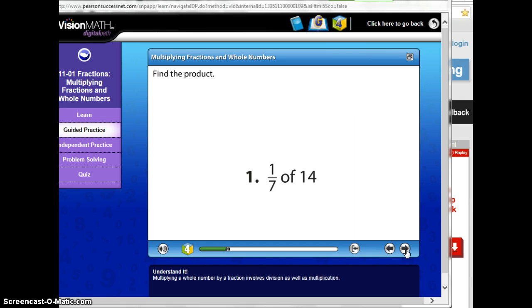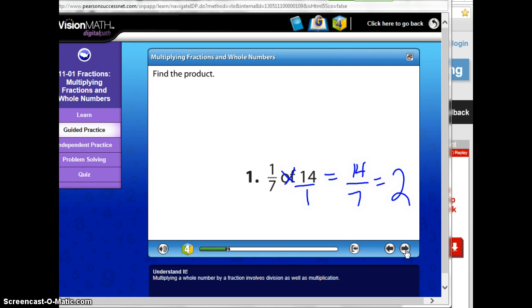So 1/7 of 14. Well, the word of, if you look back on my poster, of means to do what? To multiply. So anytime you see of, literally turn it into a multiply sign. Now, we have 14. Can we make that into a fraction? Okay. Now we can multiply our tops and we can multiply our bottoms, or we can cross-check. Which strategy do you want to try this time? Multiply. Okay. Multiply your tops. Multiply your bottoms. Which gives you 14 divided by 7. Remember, the bar means divide. What? 2. Okay? Looks good.